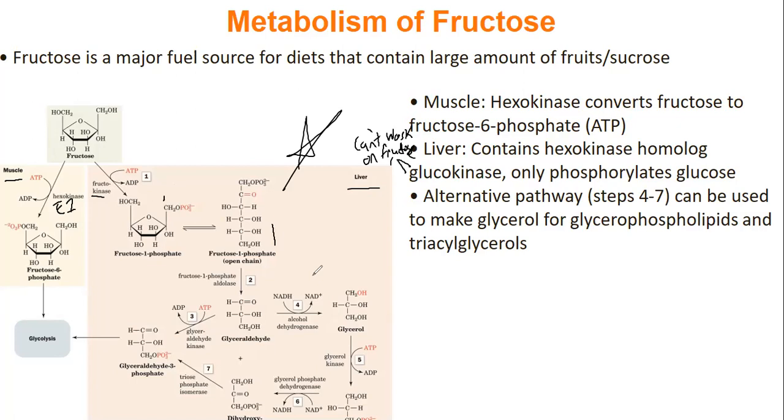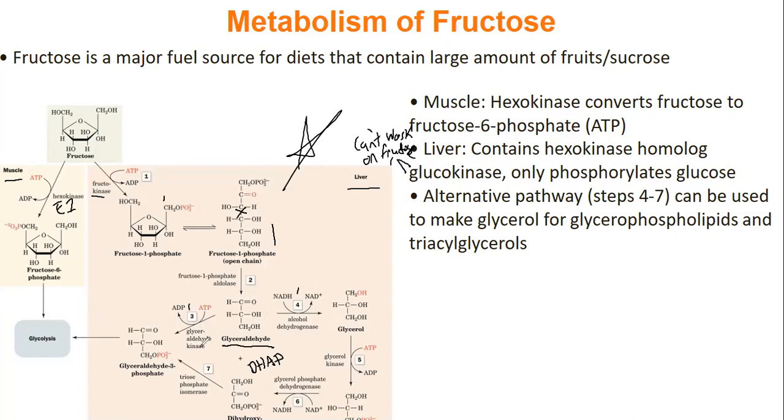And what can happen in the liver is you have another enzyme called fructose 1-phosphate aldolase. What fructose 1-phosphate aldolase will do is cut your fructose into two things. It will cut it into glyceraldehyde and DHAP, dihydroxyacetone phosphate. So you're basically cutting your fructose right in half. Once we're in glyceraldehyde, it has two different fates, shown by reaction 3 and reaction 4.